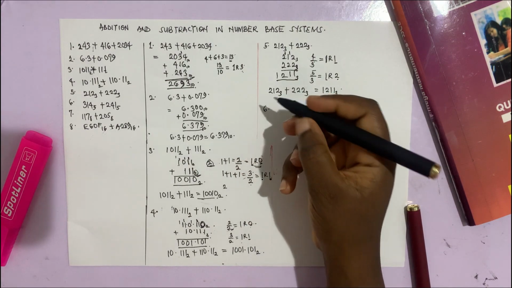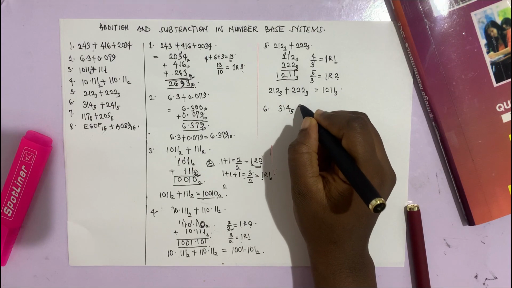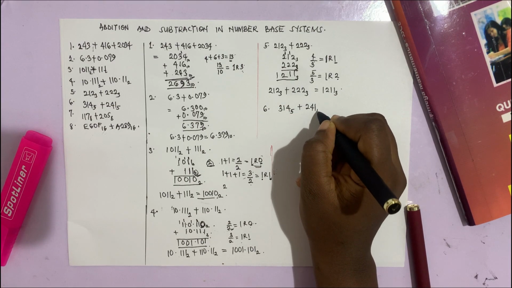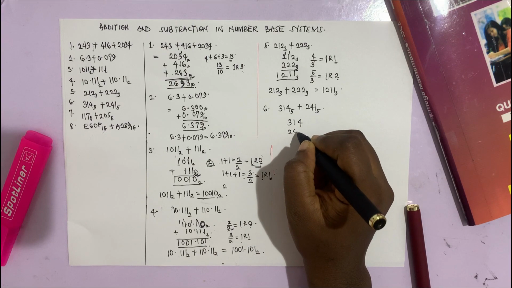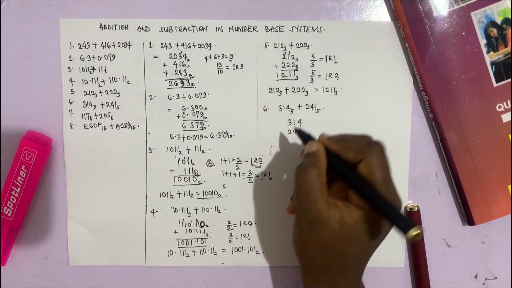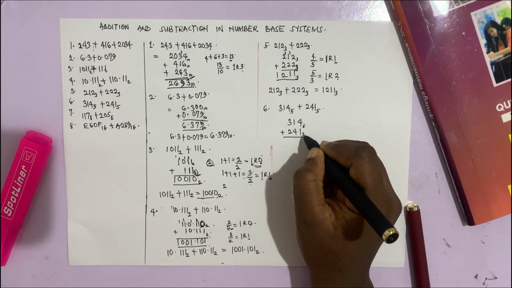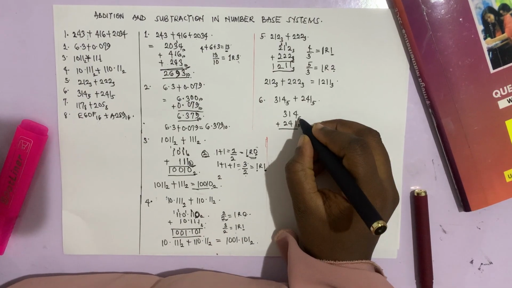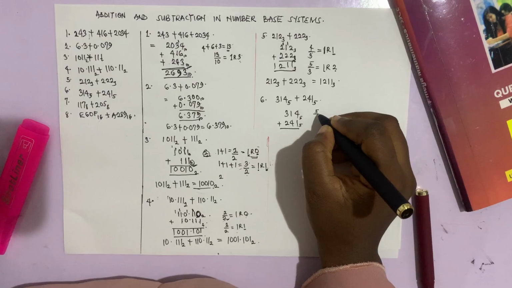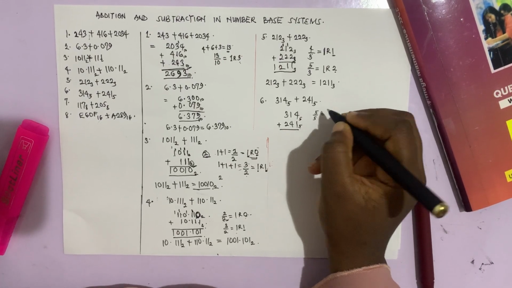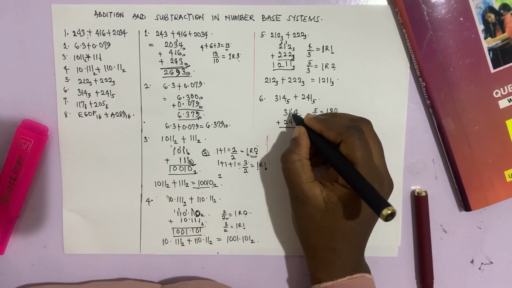Question 6. 314 base 5 plus 241 base 5. So we write it out, 314, 241. Remember to always add your addition sign. So 4 plus 1 will give us 5. 5 is equal to the base, so what do we do? We do 5 divided by the base, which is 5, and that will give us 1 remainder 0. So we write 0, carry 1.